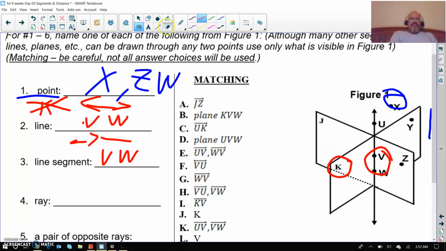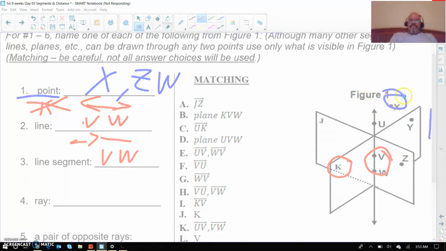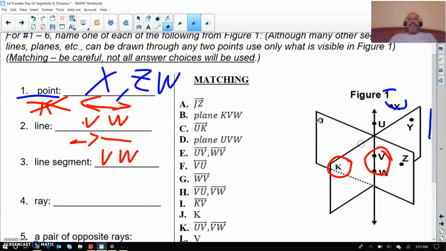Let me go ahead and get the eraser first. Oh, no, don't do that to me. I have to wait for this thing to catch up. There we go. Happens every so often.